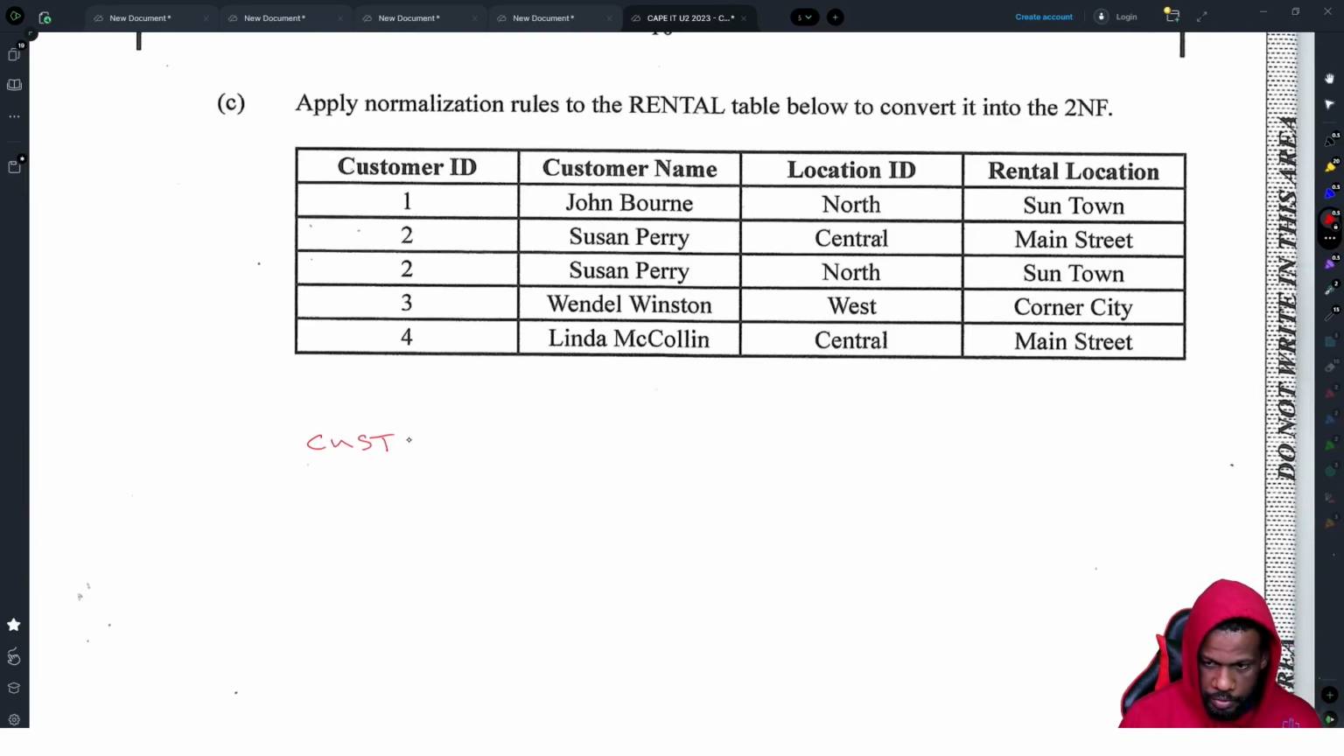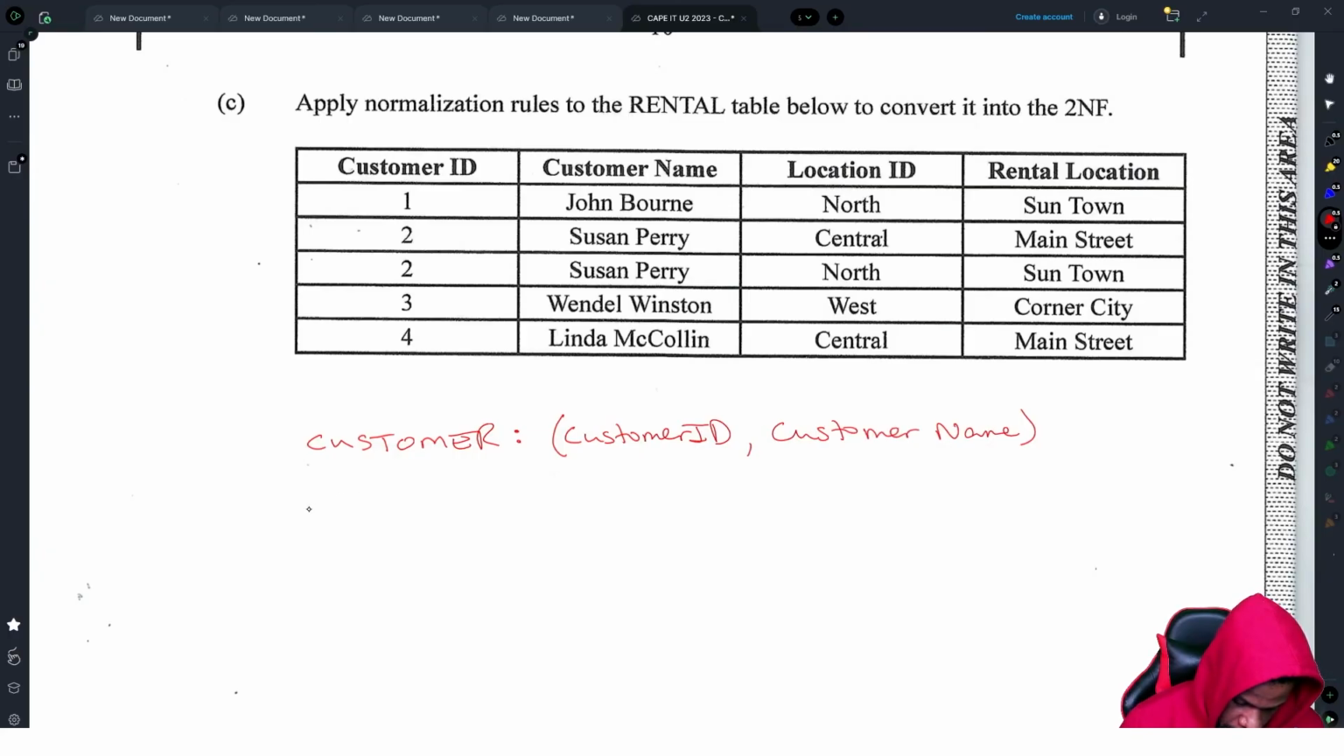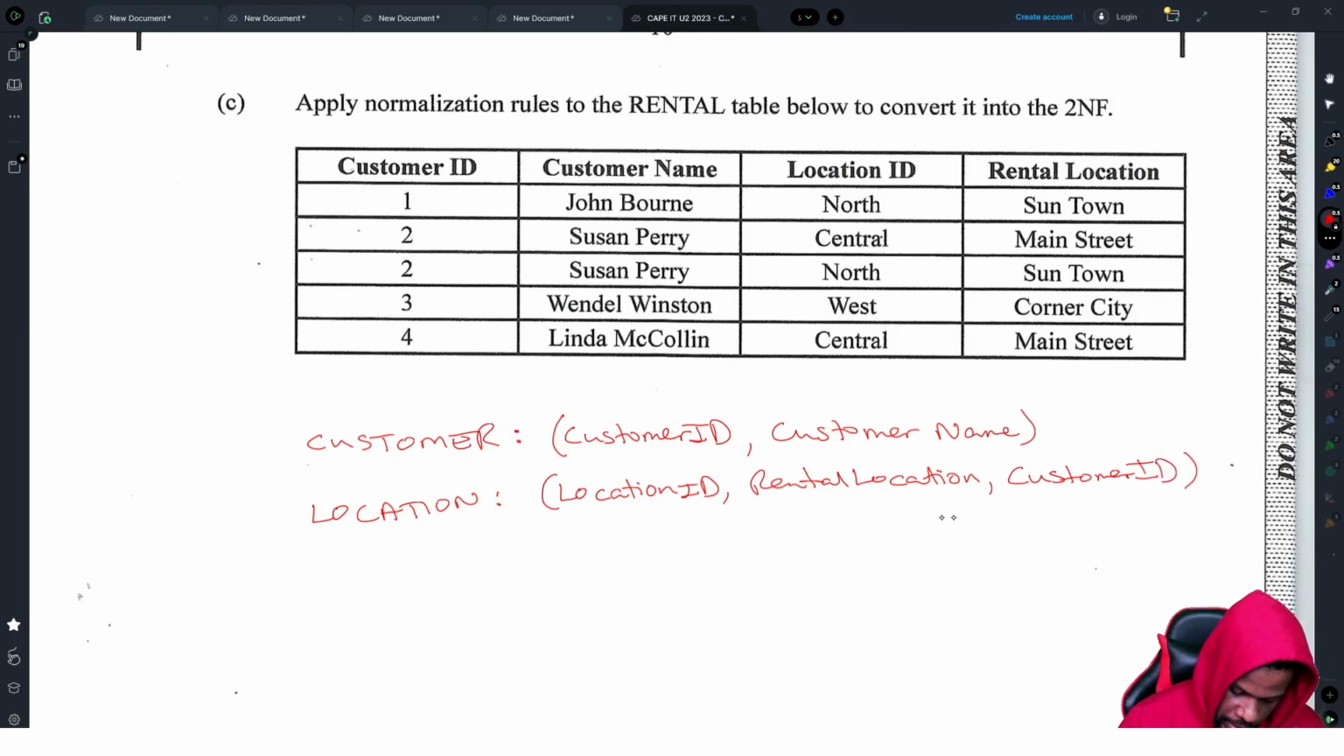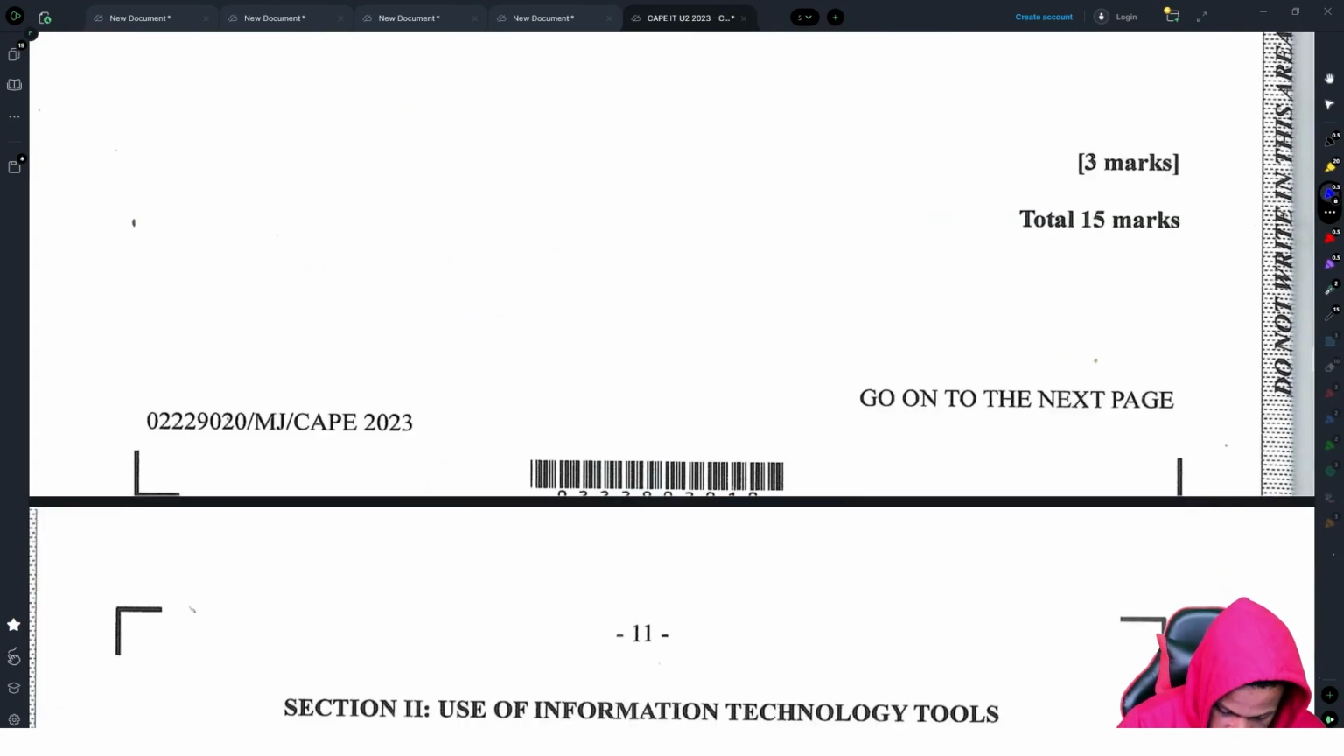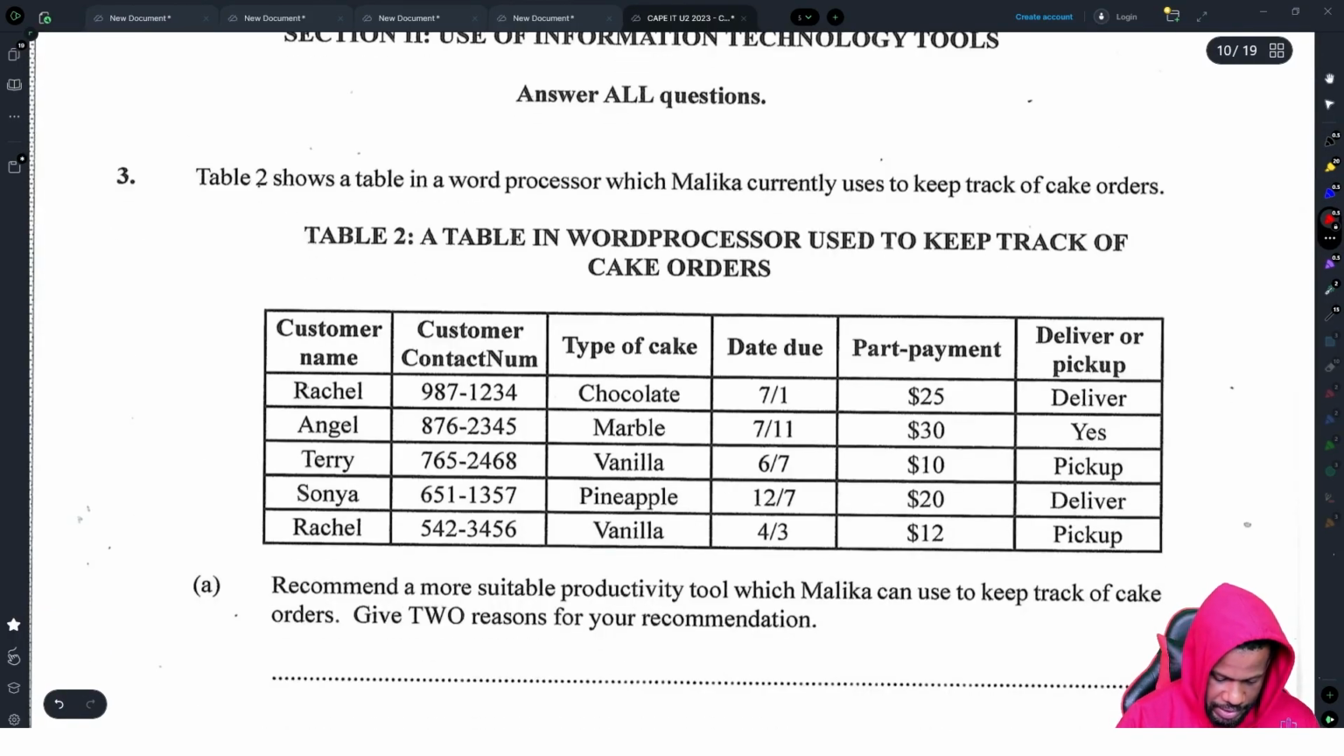Alright, so we'll have a customer table, in standard notation, sorry. Customer table, open brackets, customer ID, comma, customer name, and then location. We'll have location ID and rental location. And we need to have a foreign key to relate them, so we'll put customer ID in here, because we can't do second normal form and not have the ability to relate them. The relationship will be between these two. Ta-da! 3 marks. Good. Wow, they spared all over the normalization this year, boy. I could see it.